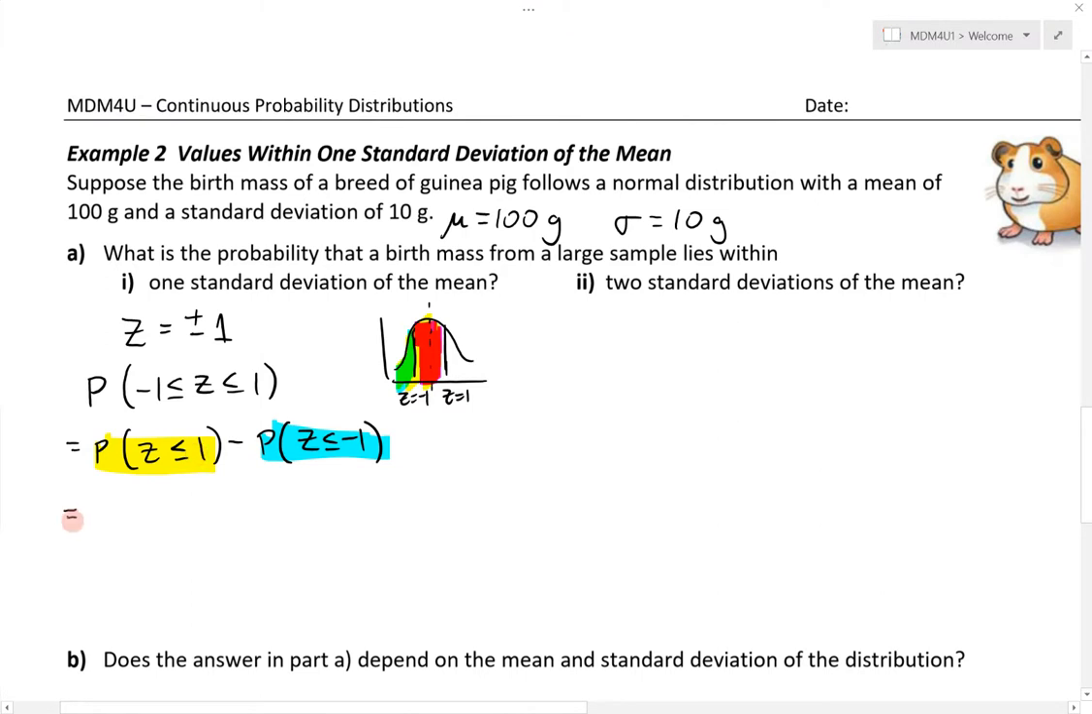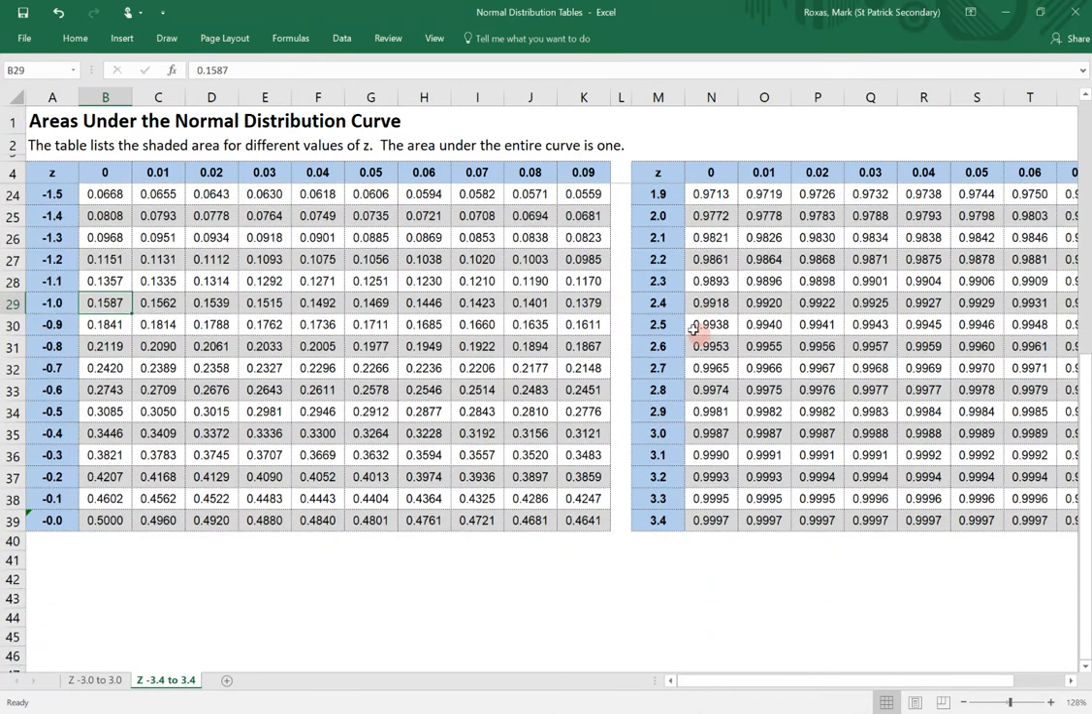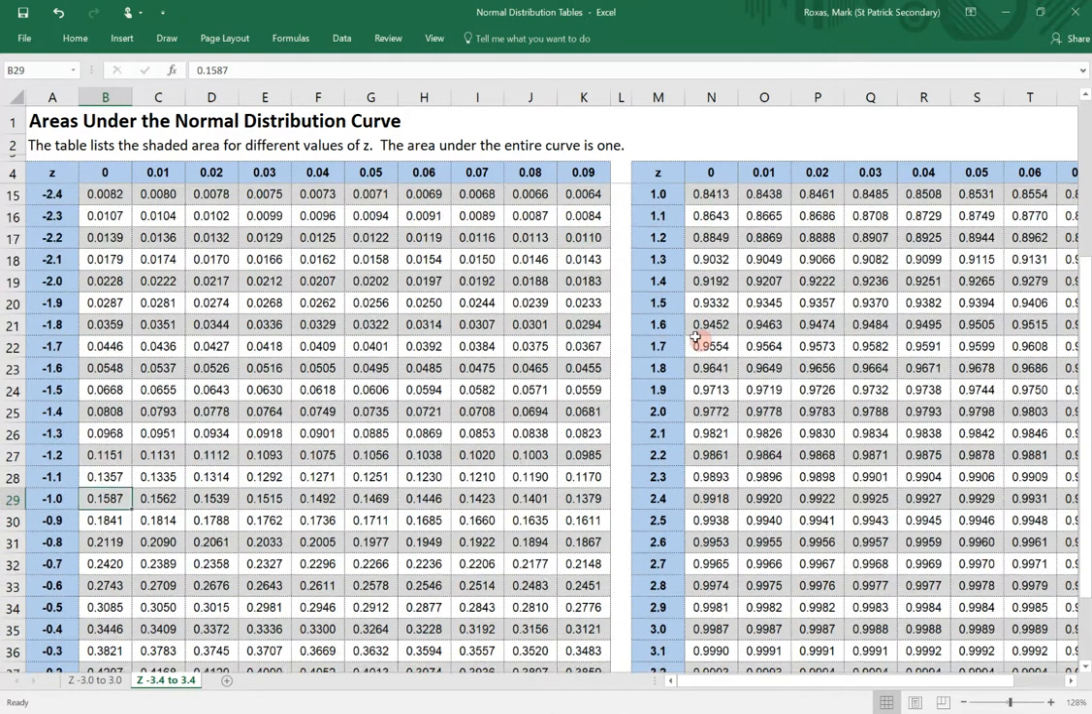So if I look at the z-score table for 1, here at 1, it's 0.1587. Oh, sorry, that's -1. So 1 is +1. Where's +1? Over here.